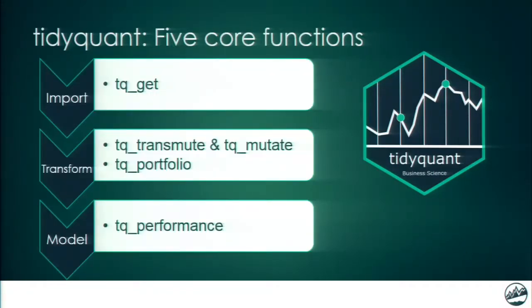Okay, so there are 5 core functions. There's tq_get, which is to get data. There's tq_transmute and tq_mutate, which allow you to apply those QuantMod and TTR functions, such as period returns, simple moving average or Bollinger Bands, right to the data. We've got tq_portfolio, which is for aggregating portfolios, and then tq_performance, which is for the PerformanceAnalytics functions. If you notice, it's got import, transform, and model, the very same type of workflow that you have in the Tidyverse.